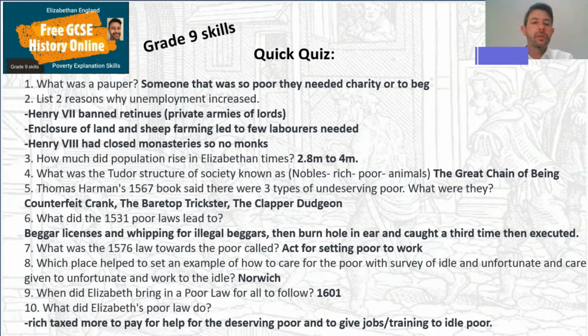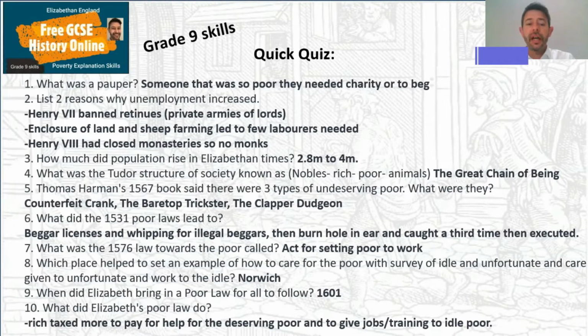So what did the 1531 poor laws lead to? Well, it led to beggar licenses, but if you're an illegal beggar, you might get whipped and beaten. Then second warning, you might get a burnt ear, and a third time, there's no warning, you could be executed. And the whole point was that you needed to head home as well to your hometown, where you could be given a beggar license, and the towns were swamped with beggars, and they wanted to try and remove them from the towns.